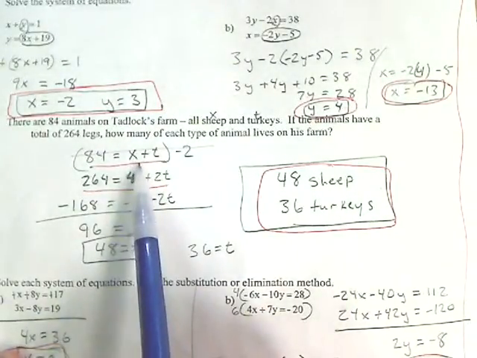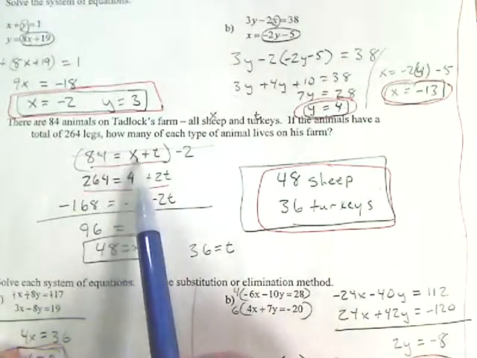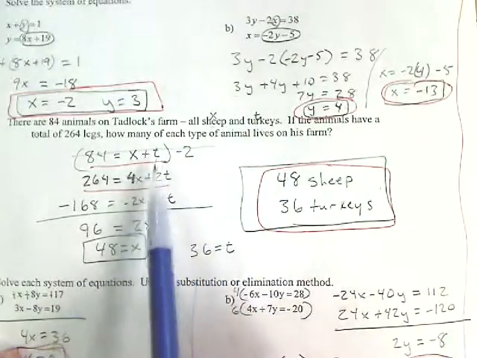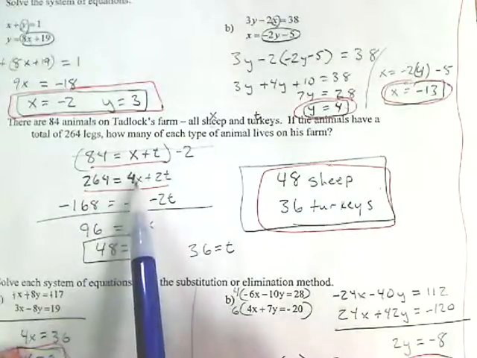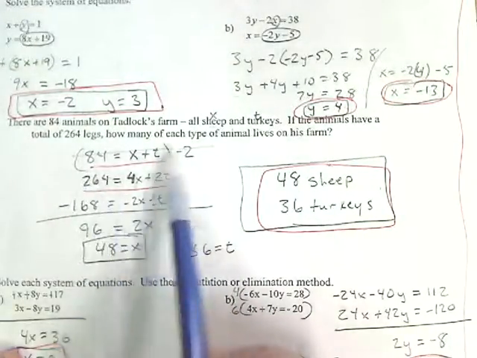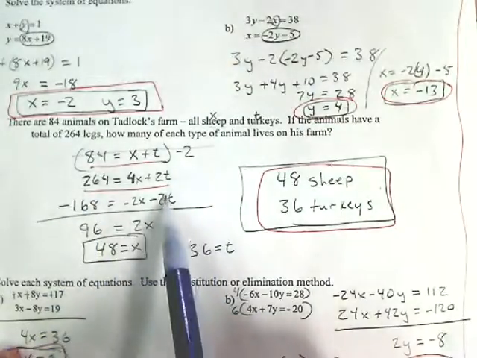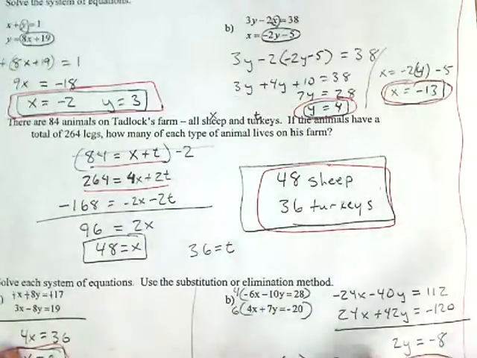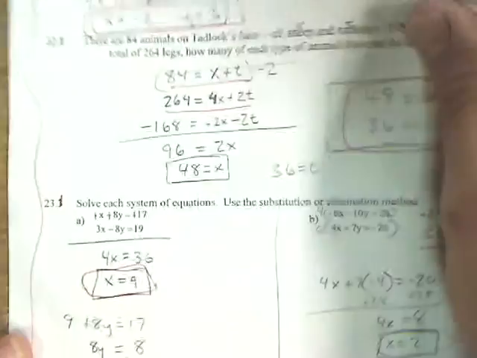Let's see. Total amount of animals is 84, so I just take the sheep and the turkeys. Sheep and turkeys, add them together, and that's 84. Sheep have 4 legs. Turkeys have 2 legs. I multiply by negative 2 on this equation so I can cancel out my t's. And then it's solved.